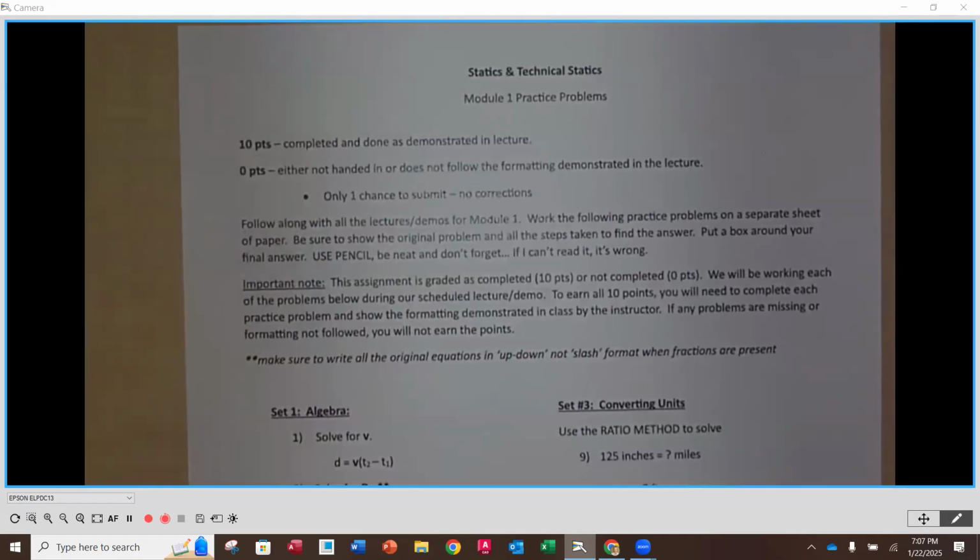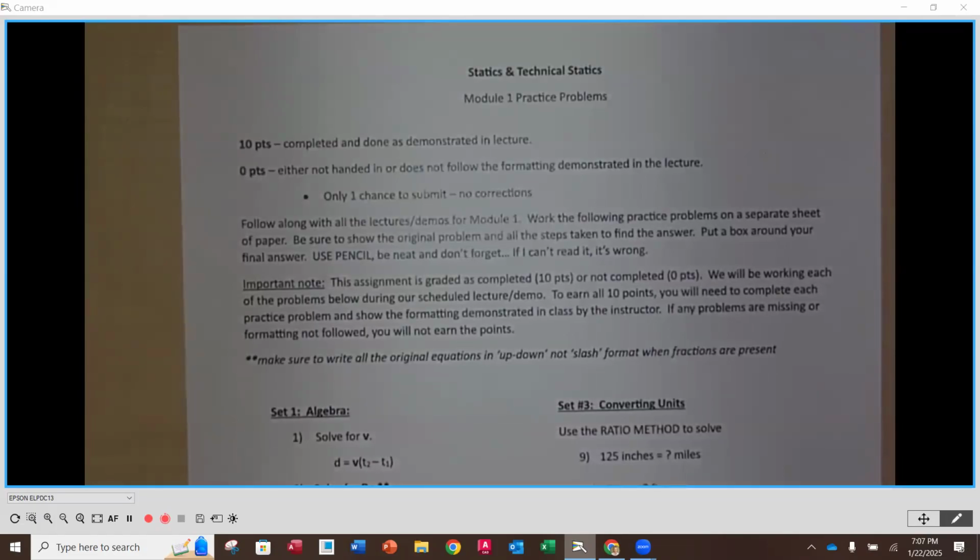You only get one chance to submit, from now through the due date to the end of the 7-day grace period. So you have, if you would, a whole week to get things in. Follow along with the lecture demos and work the following practice problems. Make sure that you use pencil, because if you do make a mistake, my expectation is that you're erasing and handing in something that's neat and easy for me to follow.